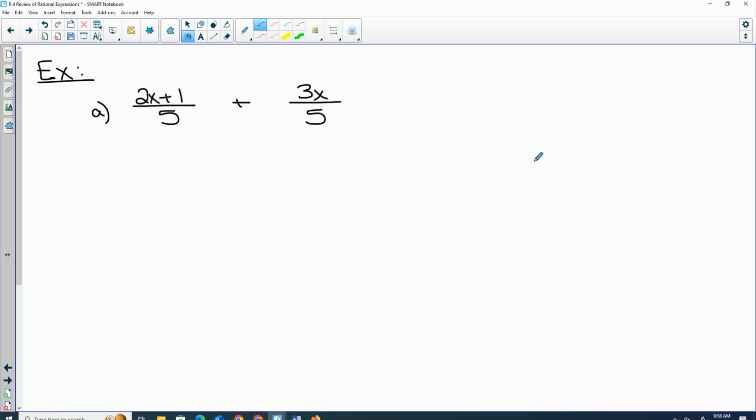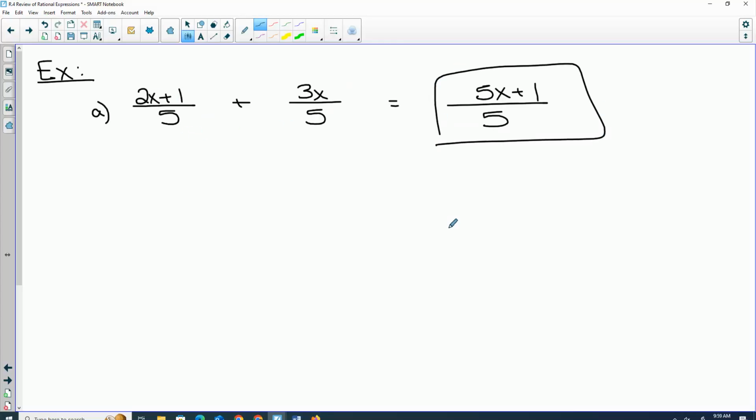Yes. Why? Same denominator. The bottom of the fraction has to match. If they do, when you add them, the denominator stays the same. It's still a 5. We just add the tops together. So 2x plus 1 plus 3x. You add like terms and you get 5x plus 1. Okay, so if the bottom is the same, you add the tops. The bottom doesn't change when you add them.